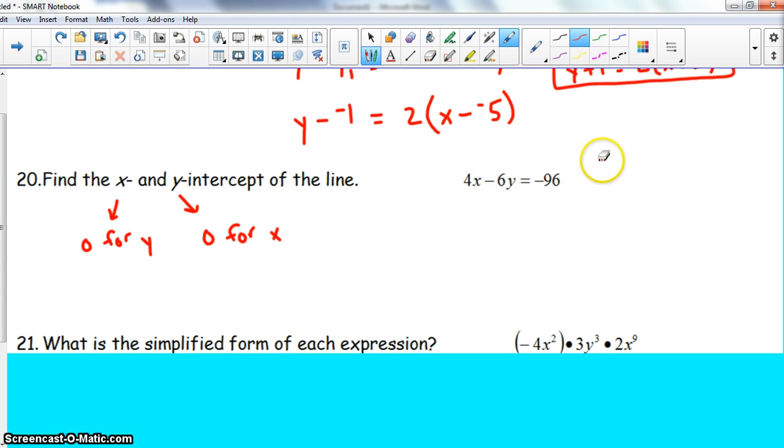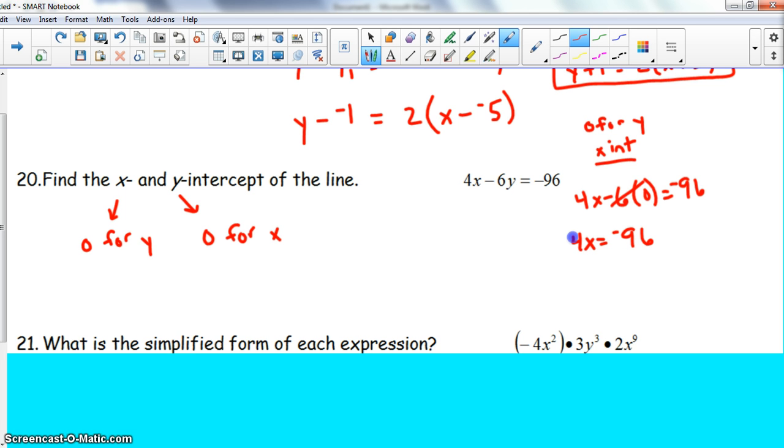But I'll show you. To find the x-intercept, we plug in 0 for y. So I have 4x minus 6 times 0 equals negative 96. Well, 6 times 0 goes away, and I'm left with 4x equals negative 96. I have to get x by itself, so I divide, and I get x to equal negative 24. This is your x-intercept.